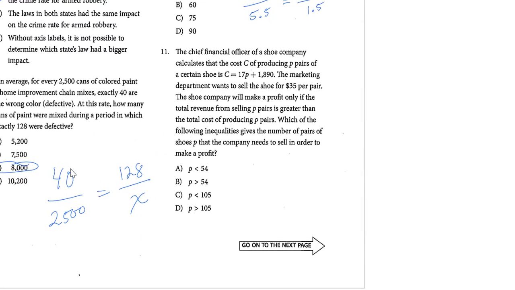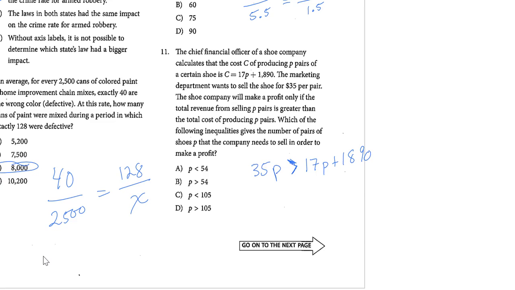All right, go ahead and take a minute here and read through 11. Okay, so for this one here, our last lines here, which of the following inequalities gives the number of pairs of shoes P that the company needs to sell in order to make a profit? So if we work our way through this one here, we have our equation, right? So that's the cost of producing. So that's kind of one side here. So that's our cost. And in order to make a profit, we'd want it to be greater on this side, right? And we're selling it for $35 per pair.